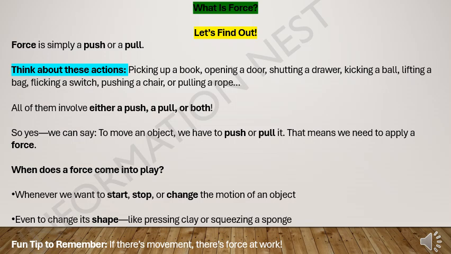So, what do we understand from this? To move anything, you either have to push it or pull it. And that's what we call applying force. Now, when does force actually come into action? Force comes into play when you want to start or stop something, speed it up or slow it down, change its direction, or even change its shape. So, remember, every motion needs a push or a pull. Every motion needs a force.